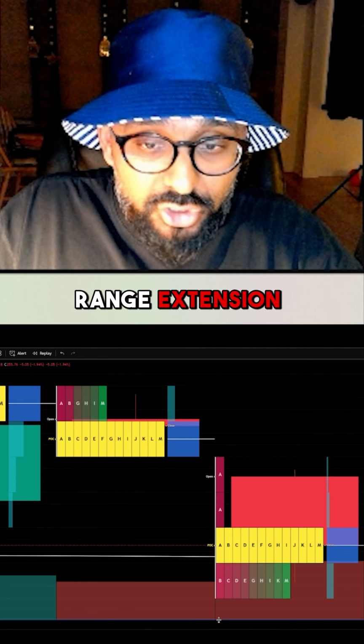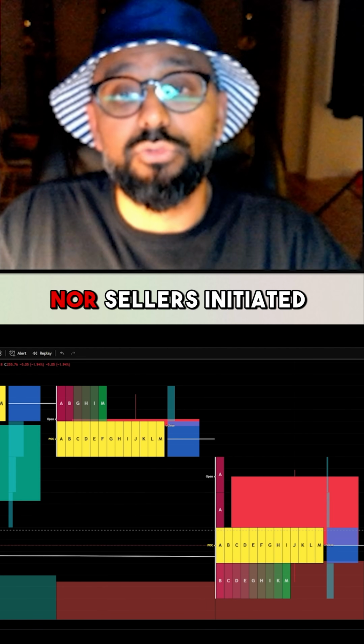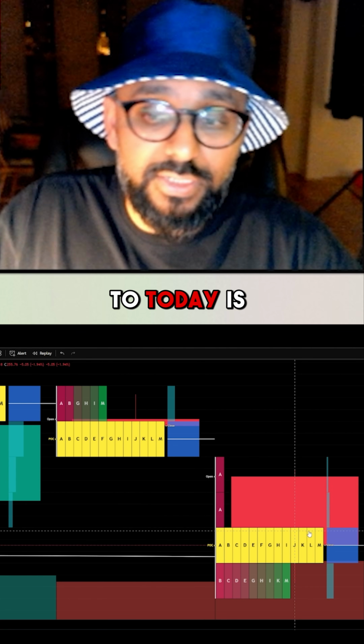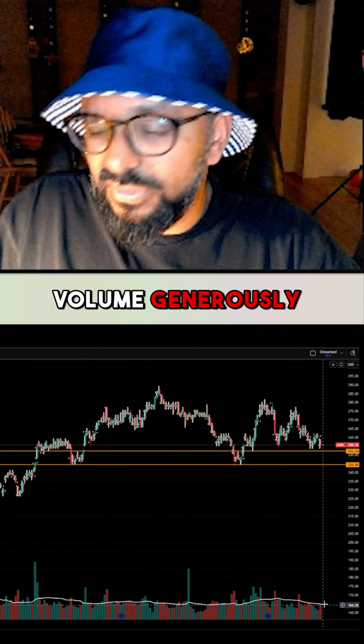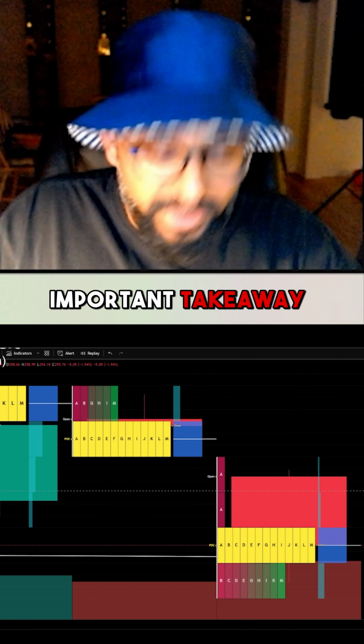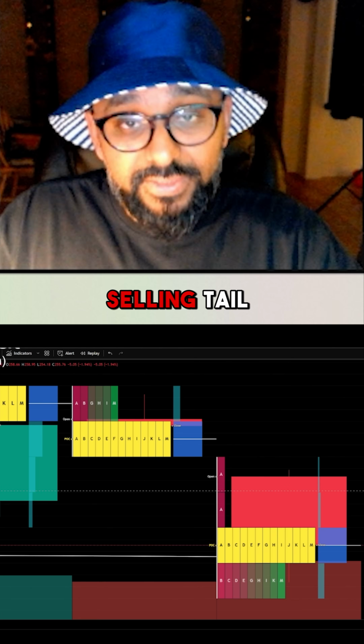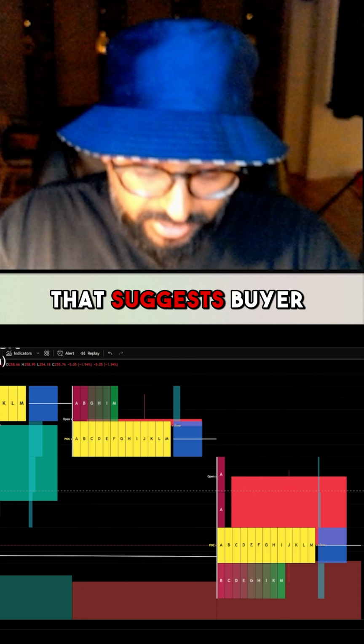There is no range extension up or down, which means neither buyers nor sellers initiated an auction higher or lower. Value from yesterday to today is definitely lower. In terms of volume, it is generously average volume. So the most important takeaway for Apple is that on average volume, value moved lower. There was a selling tail present that suggests buyer exhaustion.